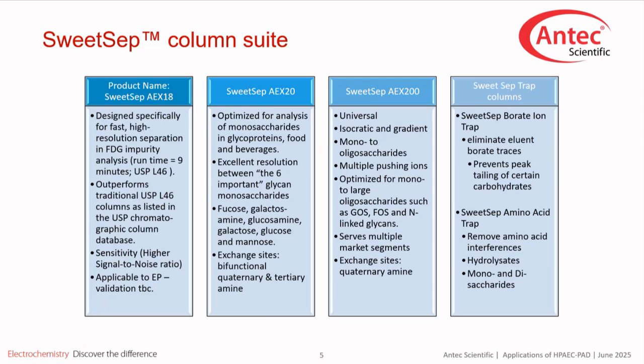In addition to these columns, we have dedicated trap columns, such as the borate ion trap, which removes borate from laboratory water, preventing carbohydrate peaks from tailing and thus improving chromatographic results. The amino acid trap removes amino acids from samples, and because of that, the borate ion trap is positioned between the pump and the injector, whereas the amino acid trap is situated between the injector and the column set.